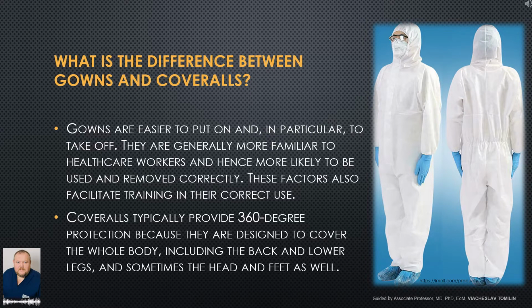Coveralls typically provide 360-degree protection because they are designed to cover the whole body, including the back and lower legs, and sometimes the head and feet as well. Surgical/isolation gowns do not provide continuous whole-body protection. For example, they have possible openings in the back, and typically provide coverage to the mid-calf only. The level of heat stress generated due to the added layer of clothing is also expected to be less for gowns when compared to coveralls due to several factors, such as the openings and the design of gowns and total area covered by the fabric.